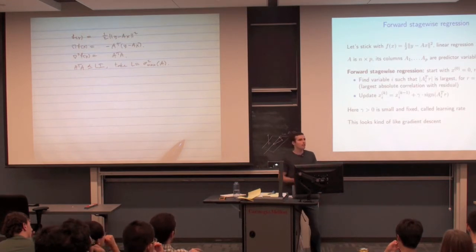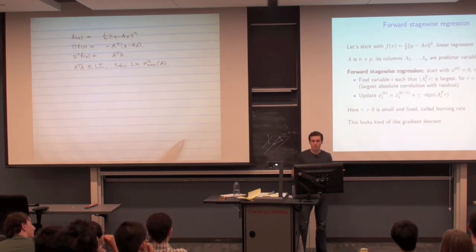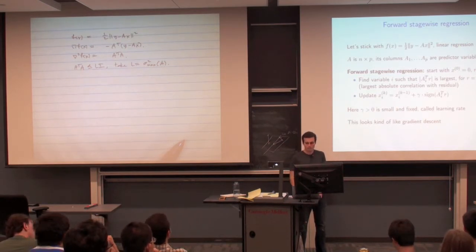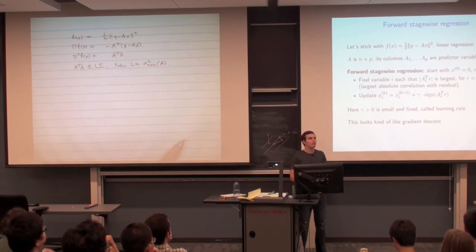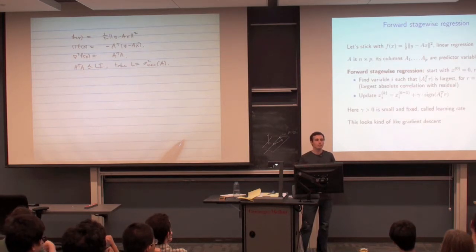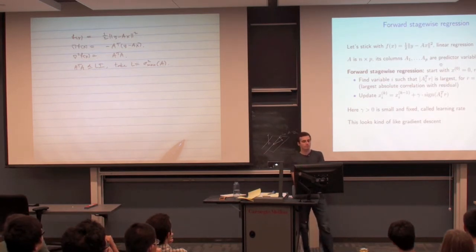Okay, so here's a fun connection to statistics that I wanted to point out, because it also has something to do with your homework, so you should pay attention, because you'll learn how to do the homework problem if you listen to this. Let's go back to the regression example. I want to minimize this function, f(x) = ||y - Ax||², and I'm thinking of A as having columns a1 through ap that are my predictor variables.